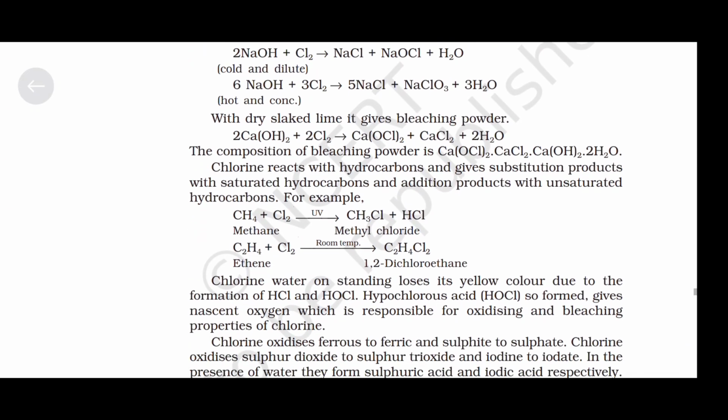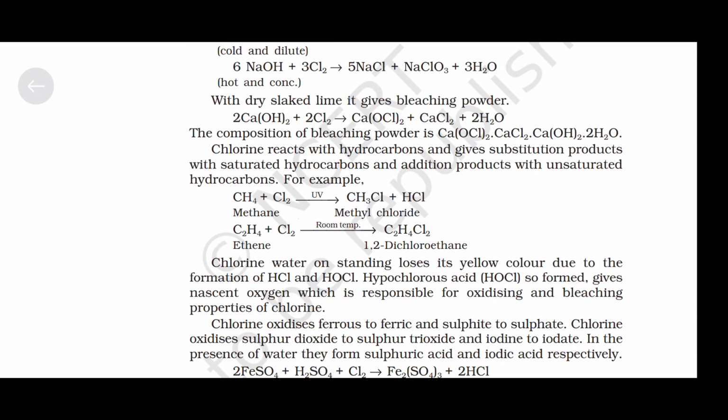Okay, with dry slaked lime it gives bleaching powder. How bleaching powder is made is very important. Slaked lime, that is calcium hydroxide, mixed with chlorine forms calcium oxychloride, which we call bleaching powder. The composition of bleaching powder is Ca(OCl)2.CaCl2.Ca(OH)2.2H2O.